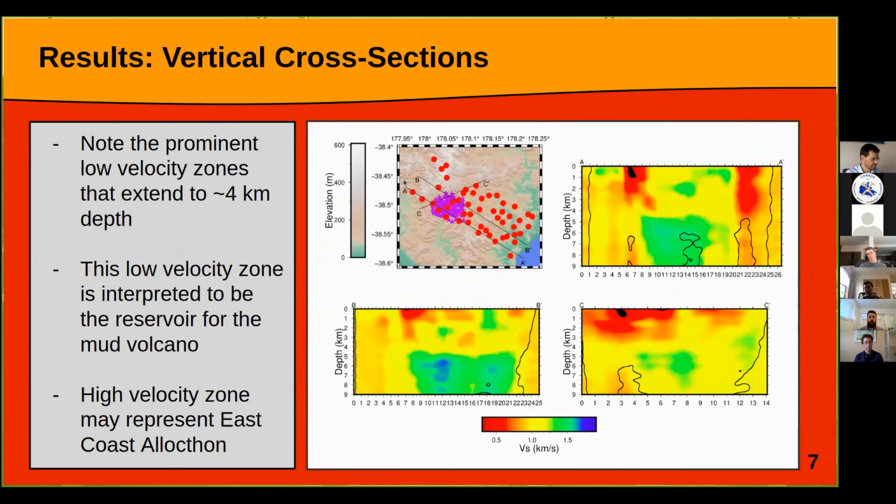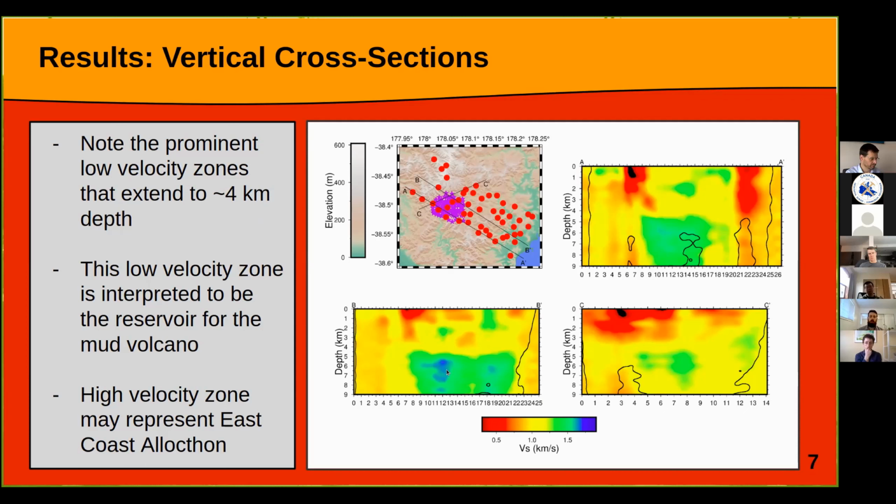And here I'll plot a few vertical cross sections of the model. We can see that the low velocity zone extends to about 4 kilometers in depth, which is consistent with previous estimates of the depth of the reservoir of the mud volcano. So we interpret this low velocity zone to be the reservoir of the mud volcano.